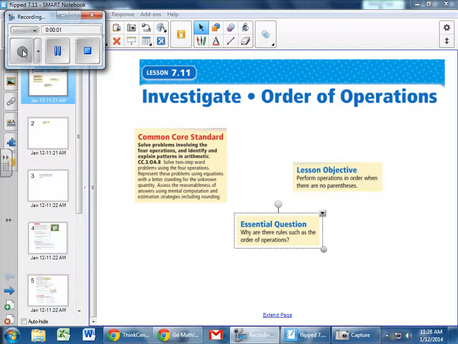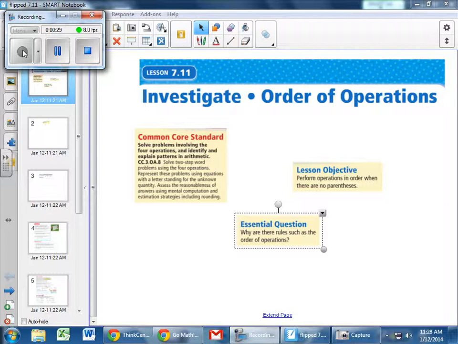Welcome to lesson 7.11. Today we're going to switch gears a little bit. We've been working really hard on division and division problem solving. We're going to switch it a little bit and look at order of operations. Some of you may have heard of this before, and for some of you it may be a new concept. So we're going to look at what order of operations is and why it is in our math. We're continuing to work on our Common Core standards of solving problems involving the 4 operations.